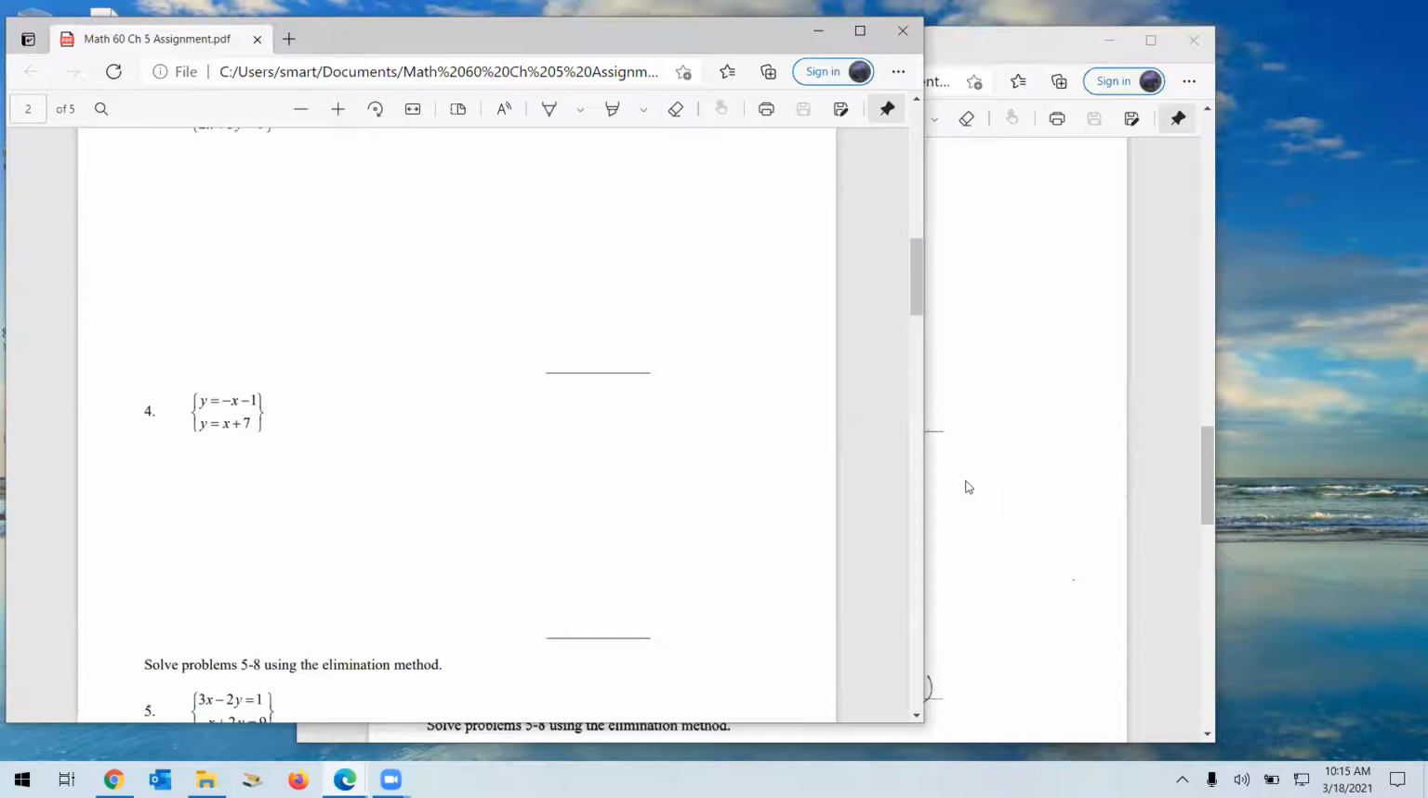Back to number 4, still substitution method. Here's one of those where they're both solved for y. And we have addressed that before. It's already ready for you to do substitution one direction or the other, it doesn't matter. Have a bunch of x's left. Here you have to move your x's around, get all the x's on one side, all the constants on the other, and go from there.